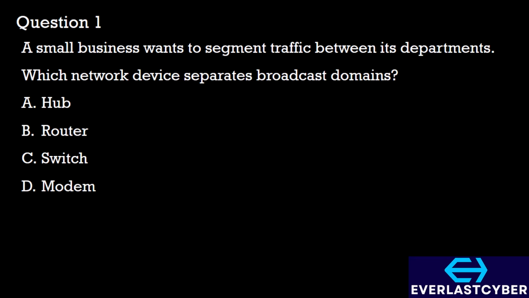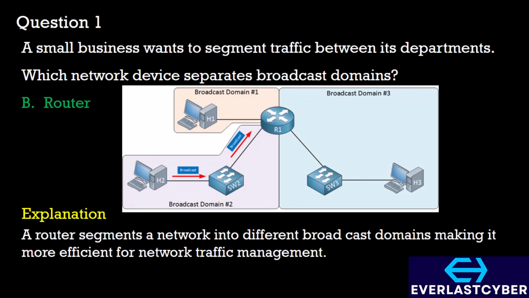So for this question, we'll be going with option B. The router isolates traffic between the different segments or departments, and this will allow for more efficient network traffic management, and thereby it enhances the security within the network. So from the diagram put up, we can see how the router separates the broadcast domain. We see that there are 3 broadcast domains in this scenario here, and with the help of the router, the broadcast domains are segmented between the various departments.